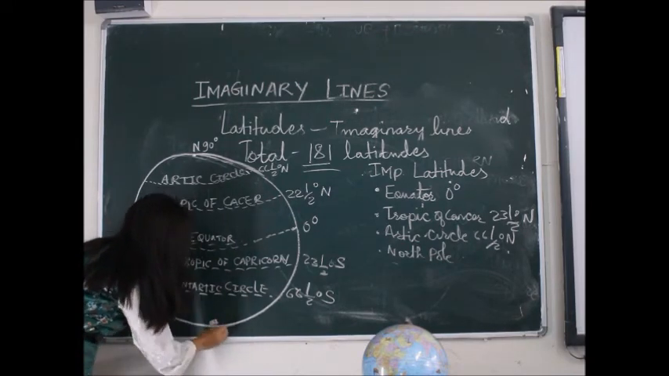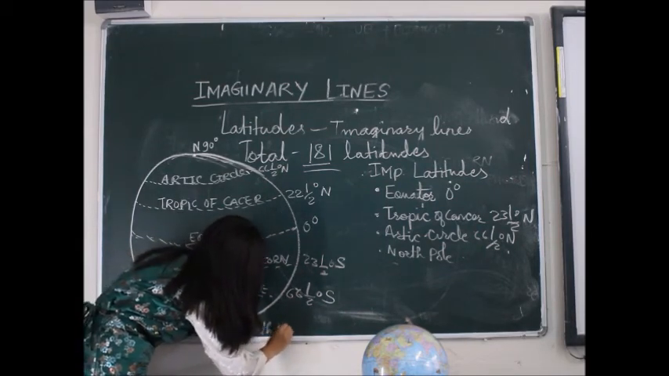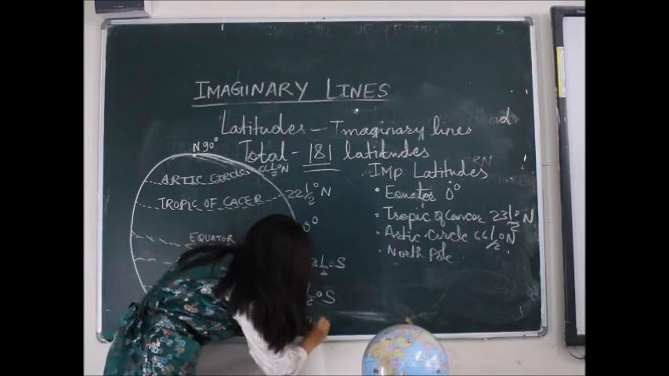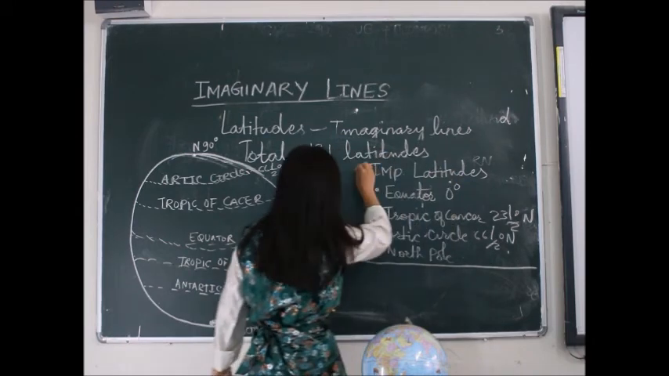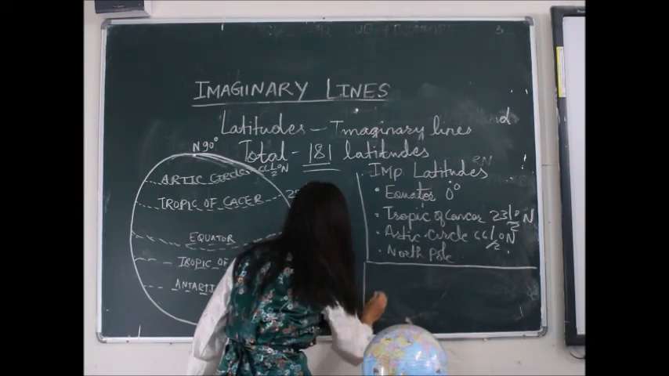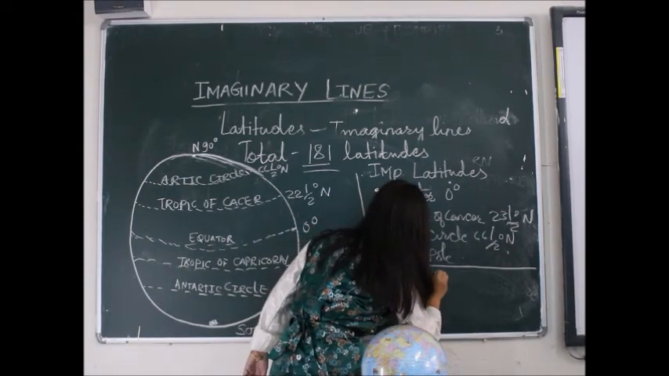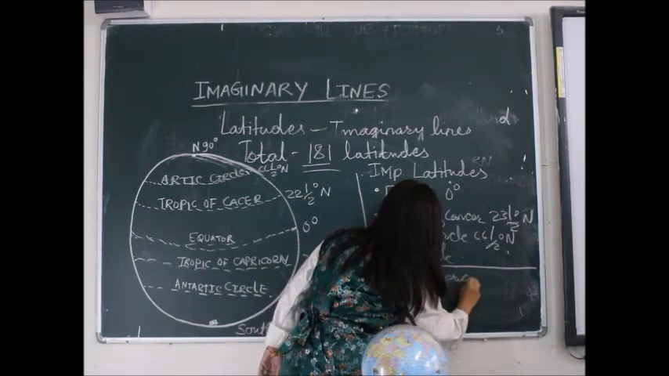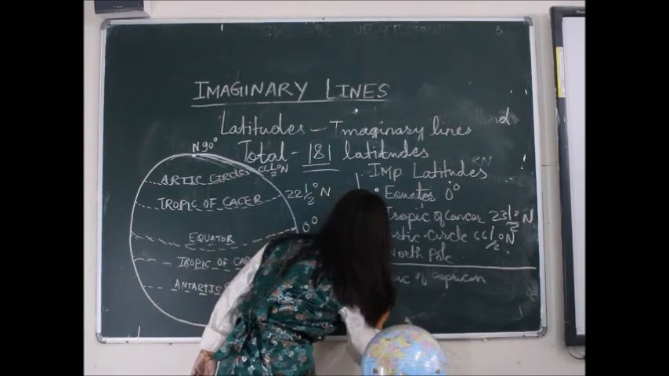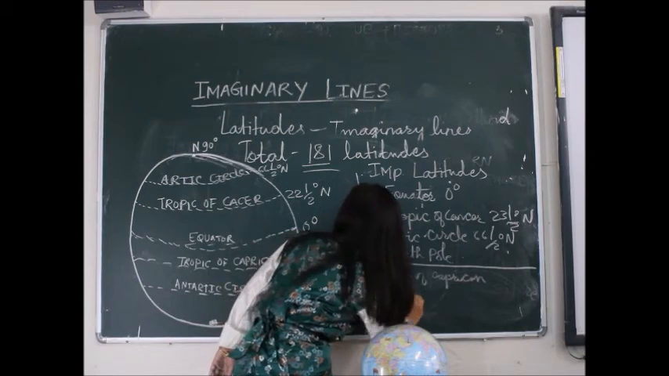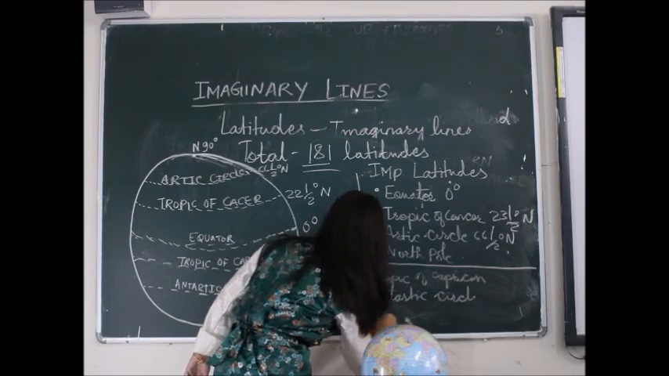From Antarctic Circle again to the south, there is one point, that is South Pole. South Pole, that is 90 degree. Okay, so this is the north side, and in the south you'll find Tropic of Capricorn, then our Antarctic Circle, and South Pole.